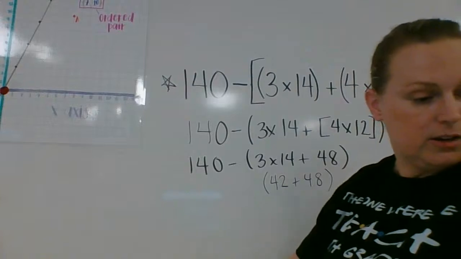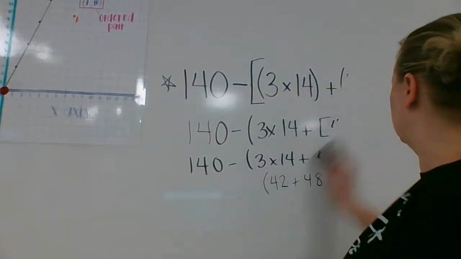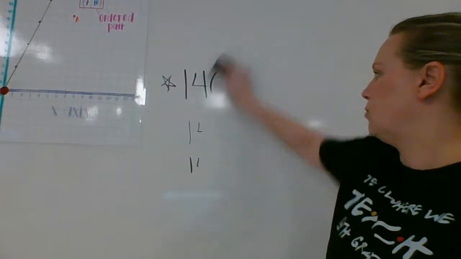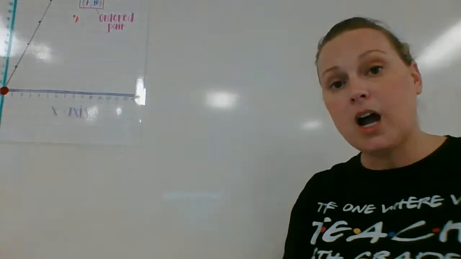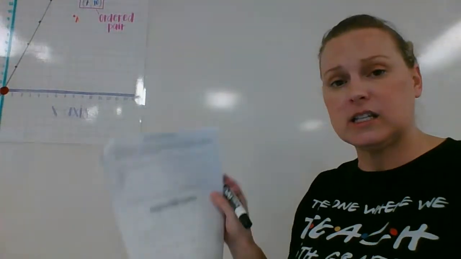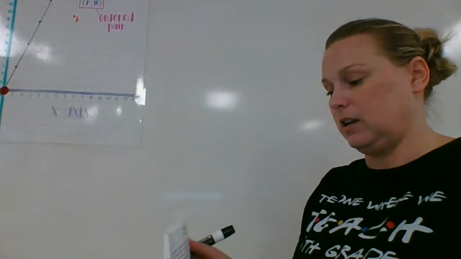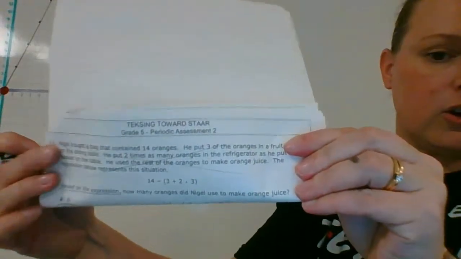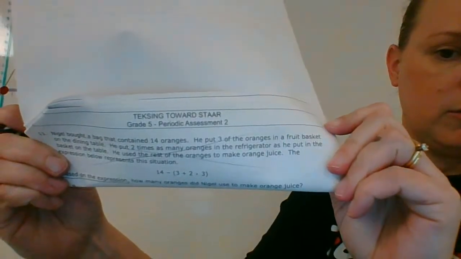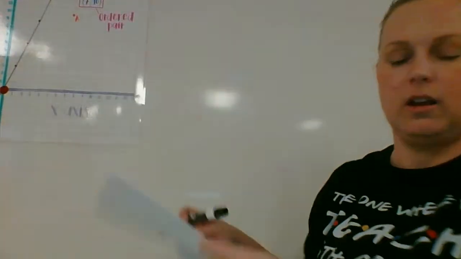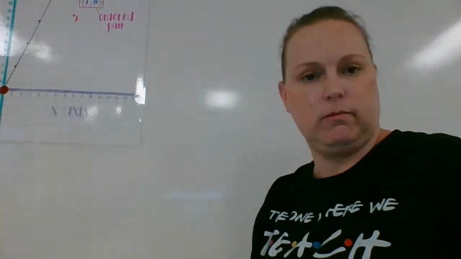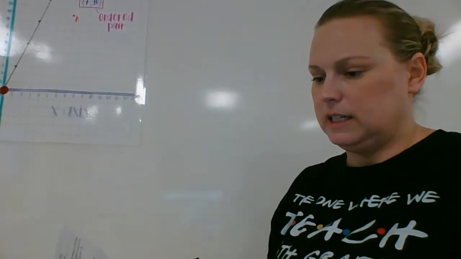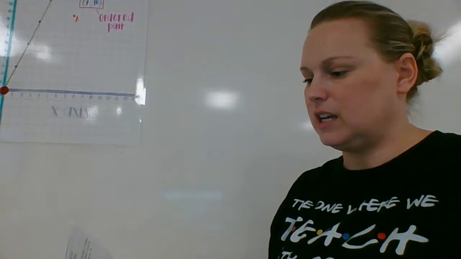All right, so number 11 is one of my favorites, not just because I like order of operations, but because if I can see through all of the muck that they're trying to throw at us, you'll see that I actually crossed out most of the question. Can you guys read the problem and tell us why I may have just crossed all that out? It says Nigel bought a bag that contained 14 oranges.